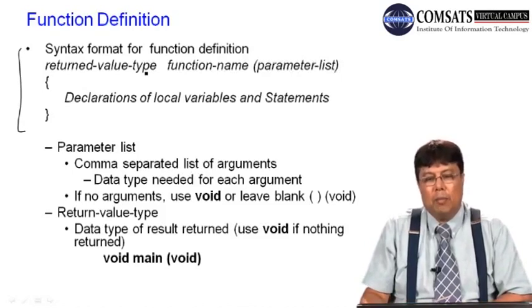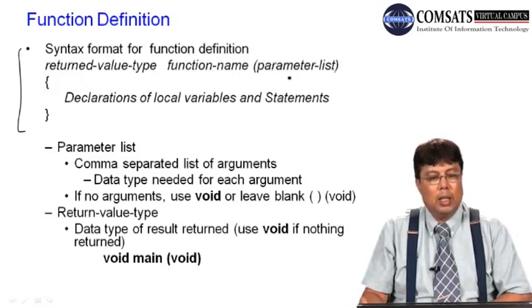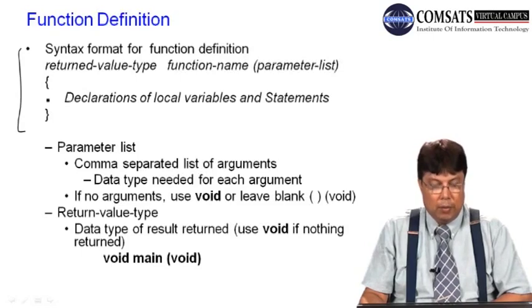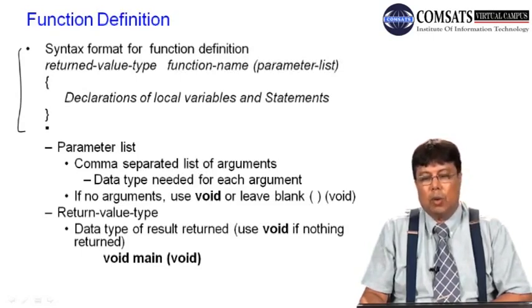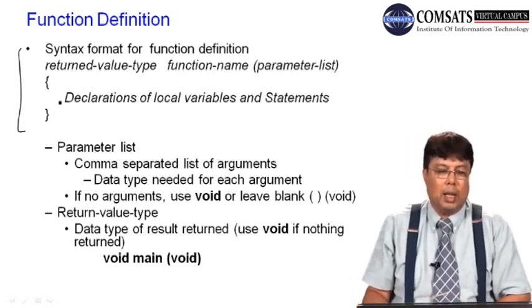Then function name, whatever name you give to a function, it is called the function name. The data returned by the function is called return value type. Whatever you provide in the parenthesis is called parameter list. This is the start and end of the function. Start of the function, end of the function. Declaration of the local variables and statements. Within this parenthesis, आप दो काम कर सकते हैं.